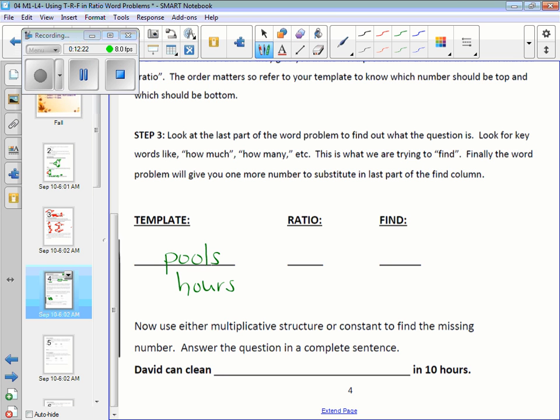Fill that out. And for right now, spell everything out, but eventually when you get the hang of it, I will allow you to abbreviate that as long as it doesn't start with the same letter. Step 2, what is the given rate? What rate do they give to you in the first part of the word problem?